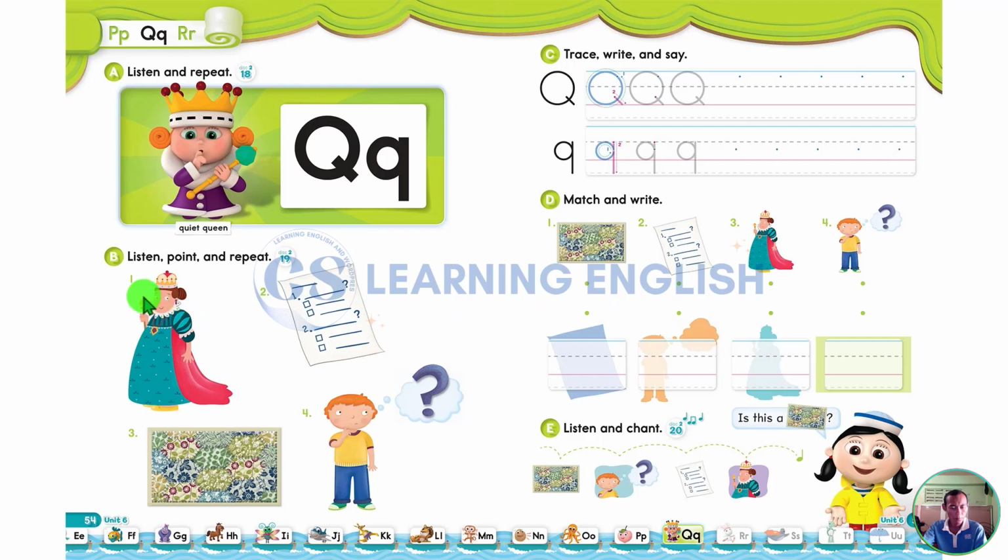Page 54. B. Listen, point, and repeat. 1. Queen. 2. Quiz. 3. Quilt. 4. Question.